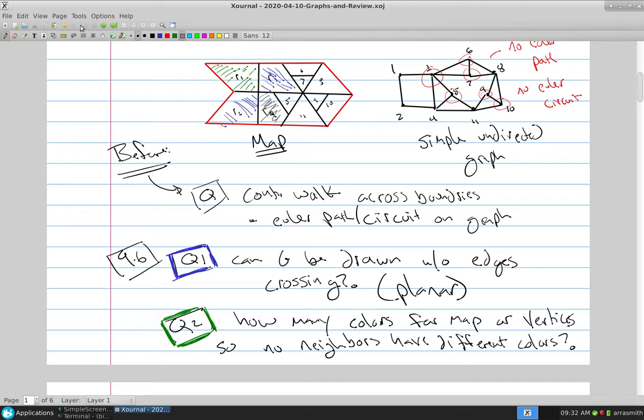Actually, I picked gray. Missed it. I could pick green on this one. But now 5 shares a border with both the blue and the green. So it can't be blue or green, so I have to have another color. And so let's make this guy red. And then I could go through here and I would draw maps, and the map needs to be colored in.